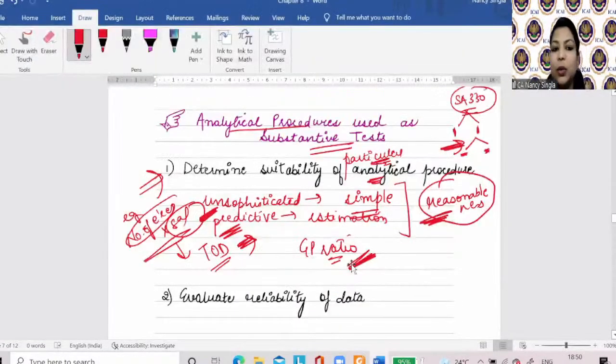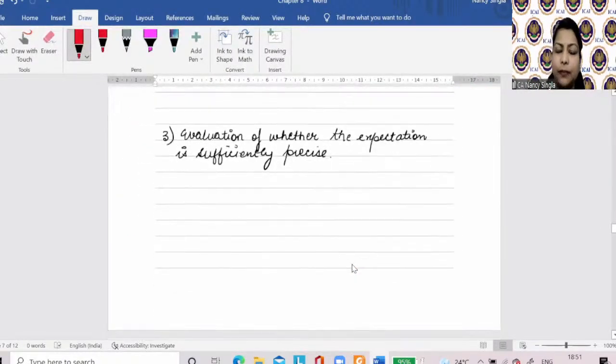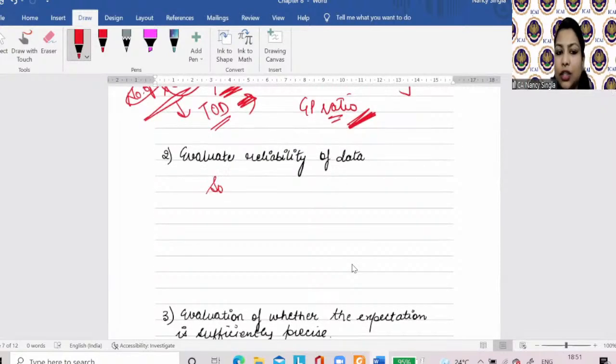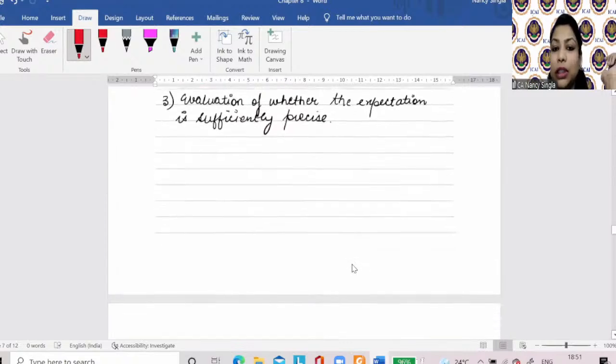Okay? So what we are discussing when the auditor has decided that he'll be using the analytical procedure as substantive test. So first of all, auditor shall determine the suitability of a particular analytical procedure. Then he'll evaluate the reliability of data. Okay? And the third point, reliability of data, what we have done? The source, the comparability, the nature and what was the last point? Controls. Okay, so basically source and control are related, right, both are related to what? First says that external independent is more reliable and it says internal will be more reliable when the controls are effective. Okay, so comparability and nature.